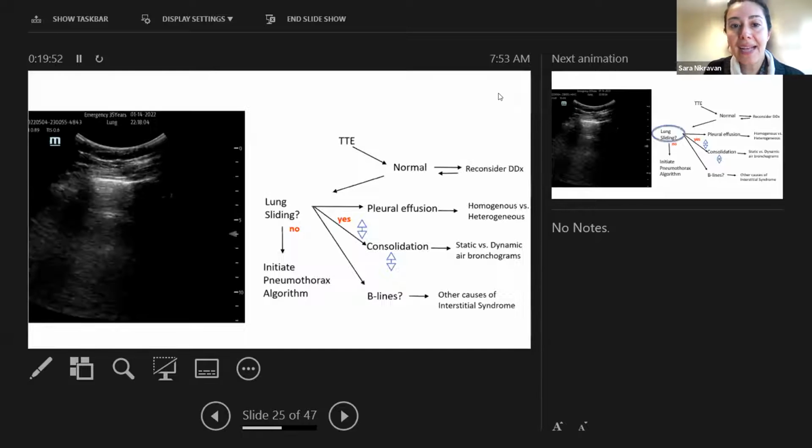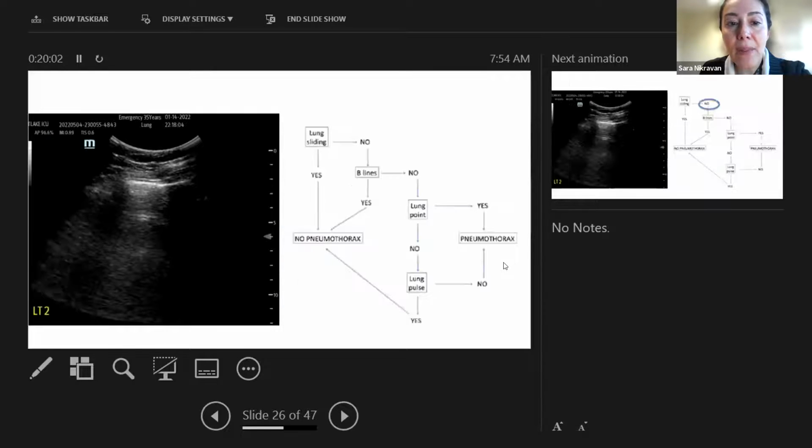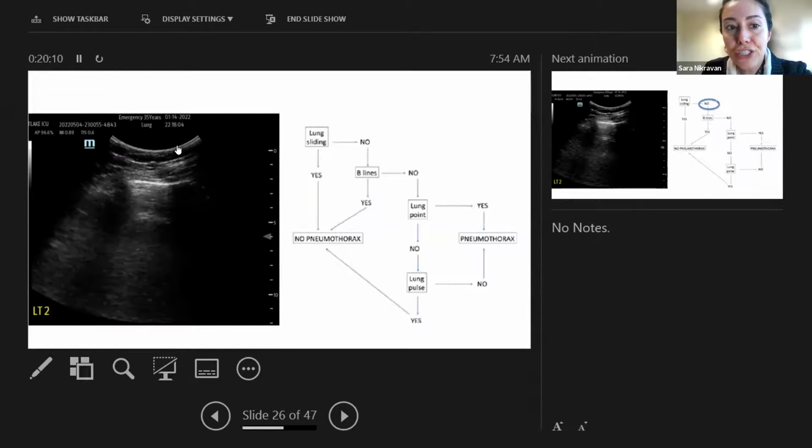Okay, so then I asked myself, lung sliding, no, then I need to initiate the pneumothorax algorithm. The next question I'm going to ask myself as part of this algorithm is, if there's not any lung sliding, are there B-lines? Do you see those comet tail reverberation-like artifacts that start from the pleural base and go all the way to the bottom? I didn't see those.